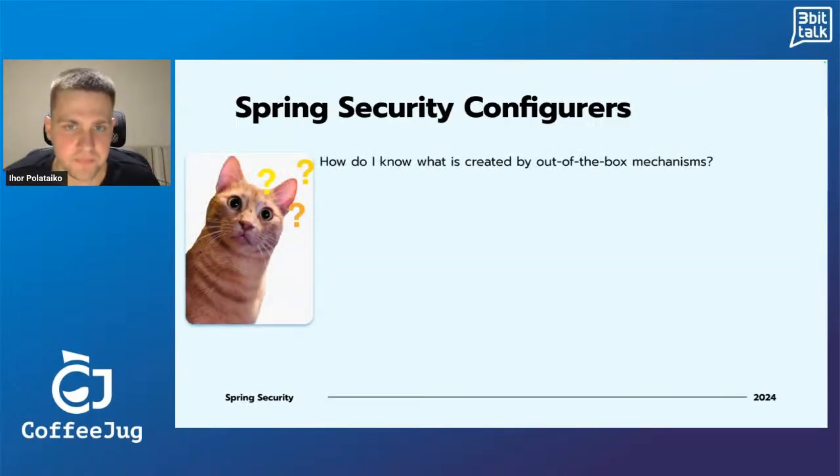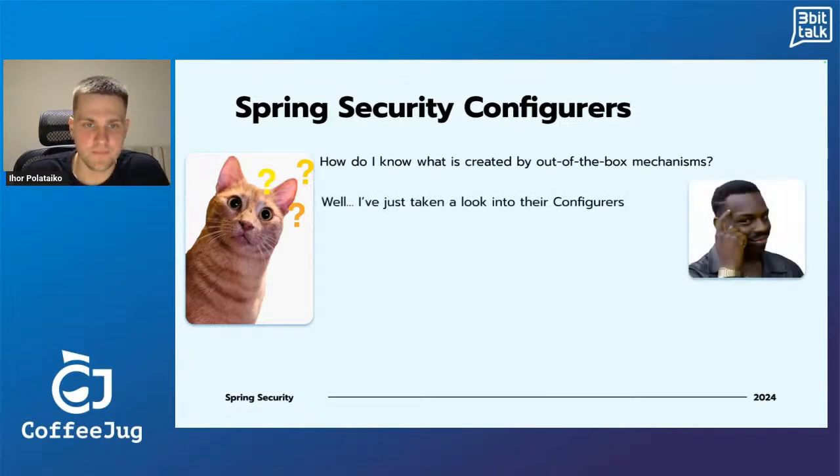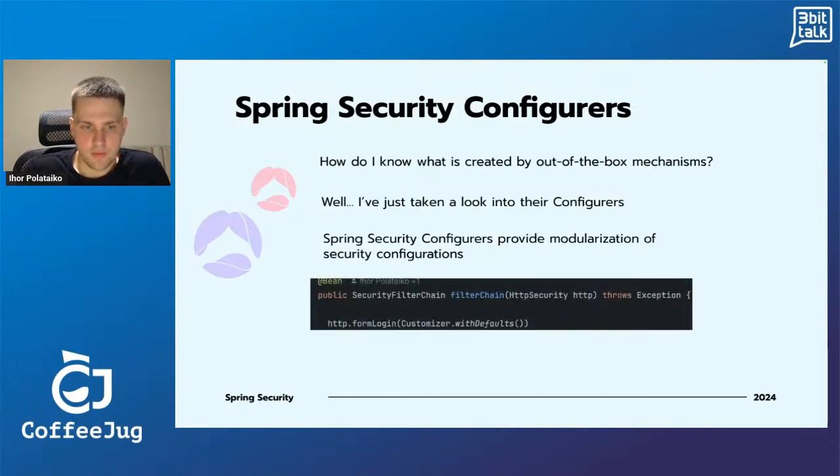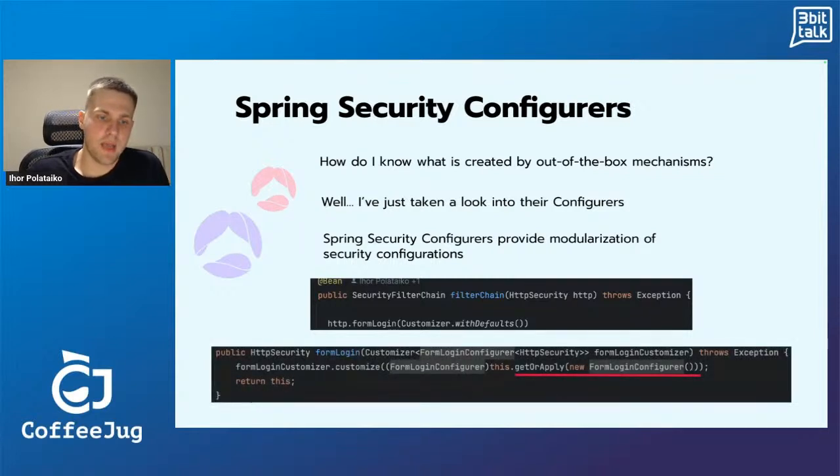So you may ask me, how do I know what is created by out-of-the-box mechanisms? Because I was telling which filters are created and so on. Well, I just took a look into their configurers. The configurers provide the modularization of security configuration. They sort of bundle together all the setup of a specific authentication mechanism. For example, when you invoke the formLogin method on HttpSecurity, if you check what is happening inside of that method, it actually applies a specific configurer. In this case, it's a FormLoginConfigurer.